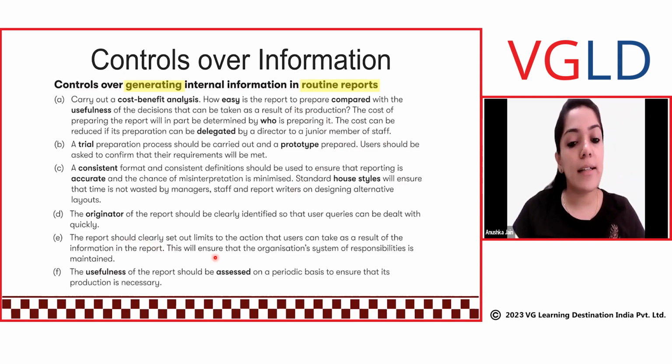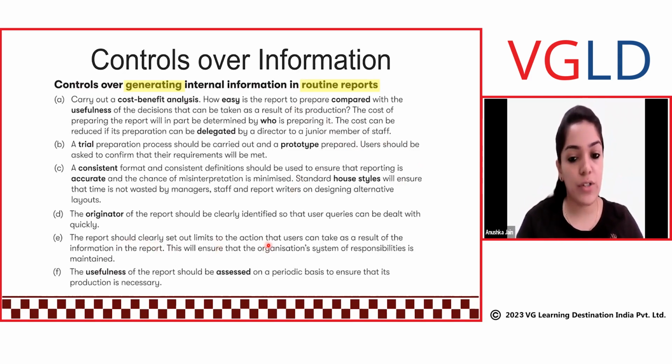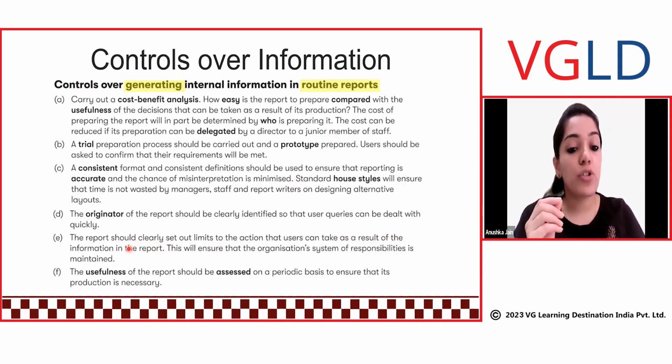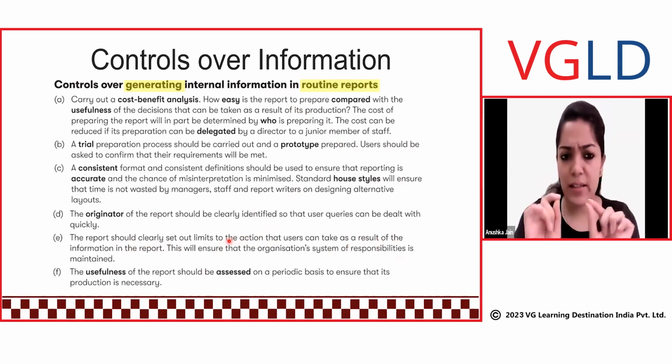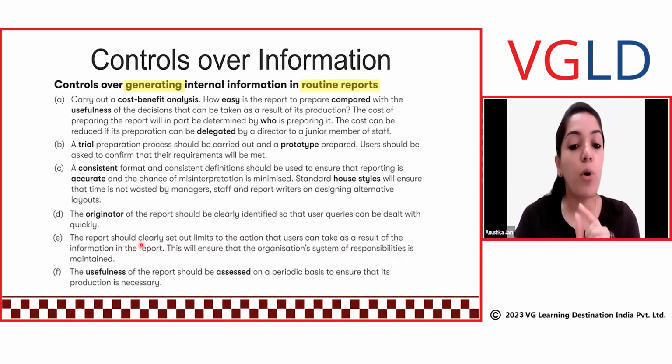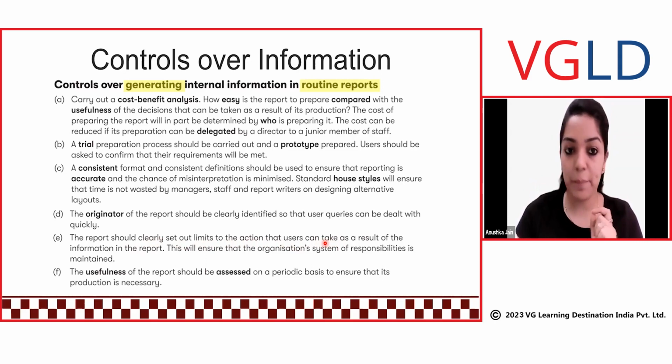The report should clearly set out limits to the action that users can take as a result of the information in the report. What is it saying? The report should clearly set out limits to the action. This will ensure that the organization's system of responsibilities is maintained. Let's read it again, it's a little difficult one. The report should clearly set out limits to the actions that users can take as a result of the information in the report. Giving you an example for it.